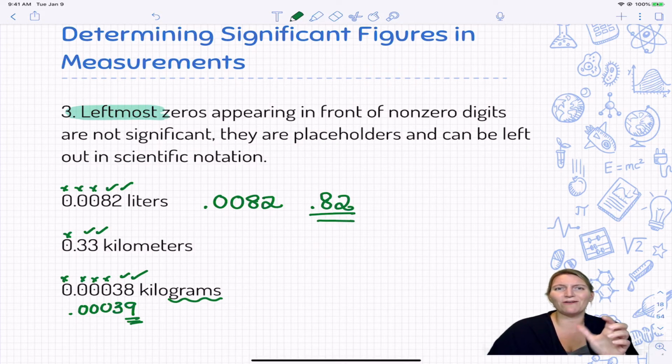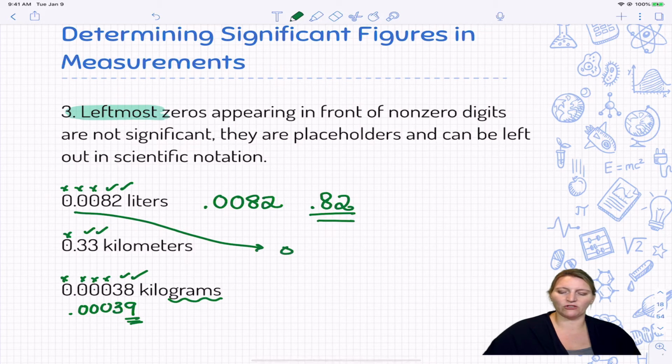So it's not that they're not important, it's that they weren't measured with the instrument that I was using quite yet, right? I take this number and I put it into scientific notation. It becomes 8.2 times 10 to the negative 3. See how those beginning zeros fell away? They're not significant.